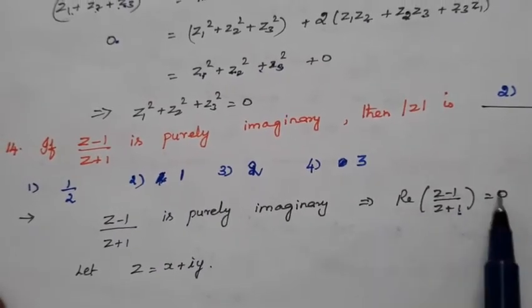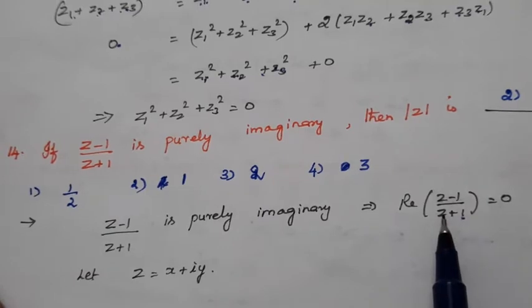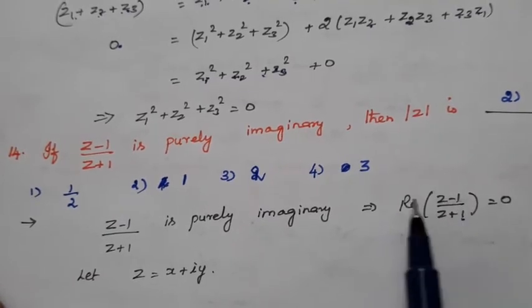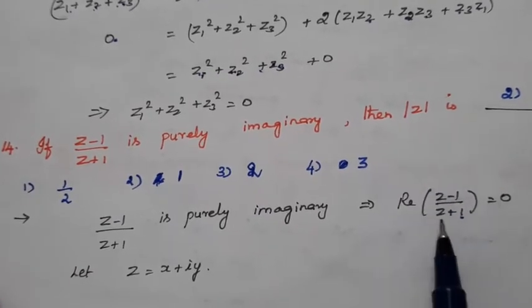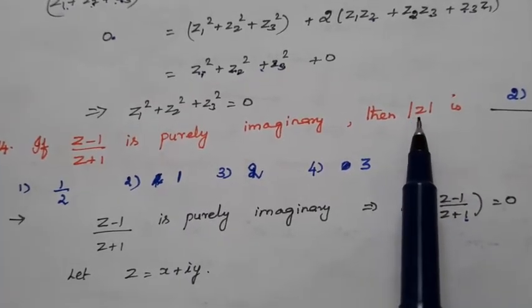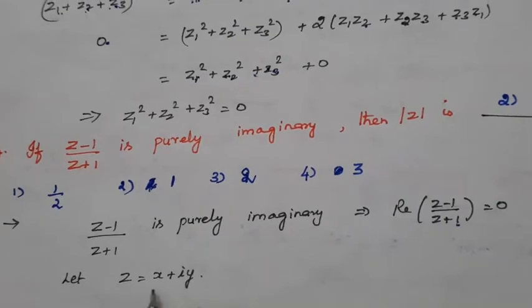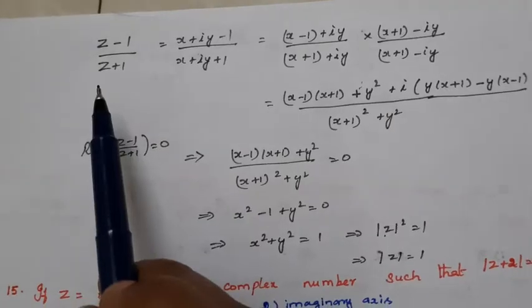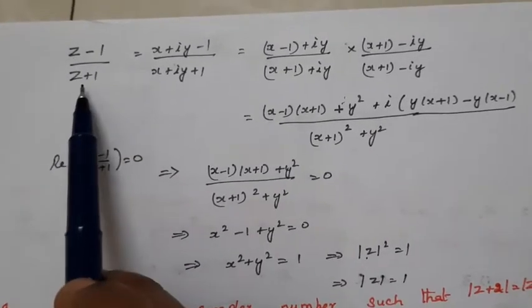By taking this as a condition and by substituting Z as x plus iy, let us see what happens and then what would be the modulus of Z. Okay. So let us take Z is equal to x plus iy. First let us find out Z minus 1 by Z plus 1.